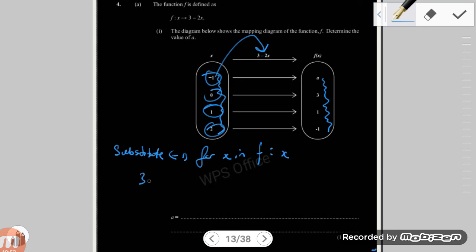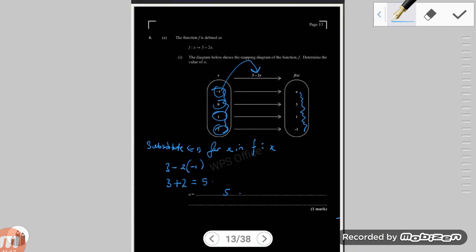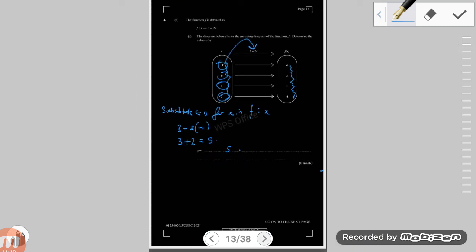It's going to be 3 minus 2 times -1. Let's write this minus a little bit better, guys. So 3 minus 2 times -1, that's +2, and 3 plus 2 is equal to 5. Okay, so a is equal to 5. Alright, pretty good, guys. Not bad. Let's move on to the next question.